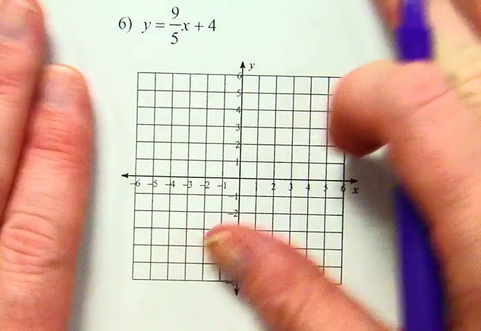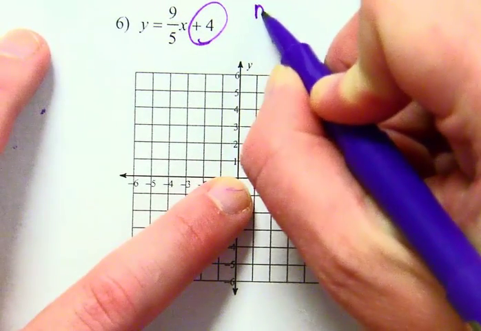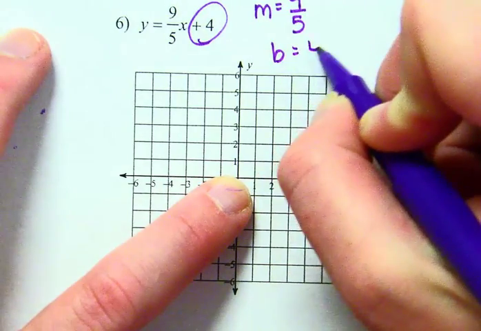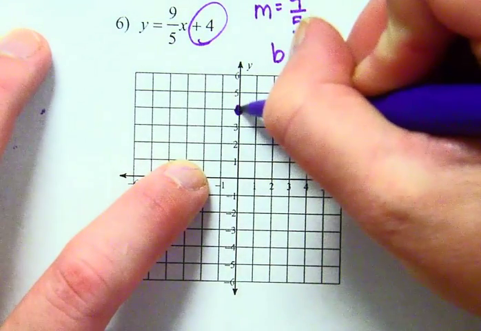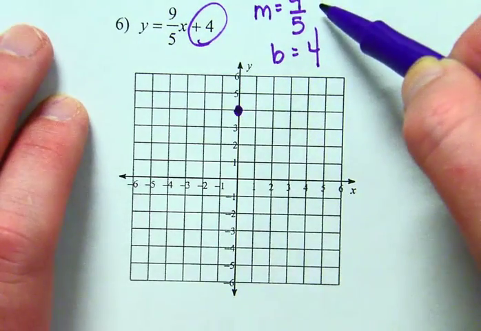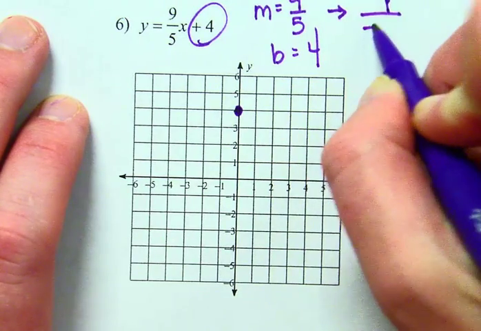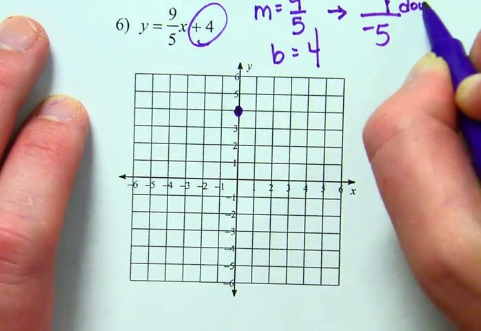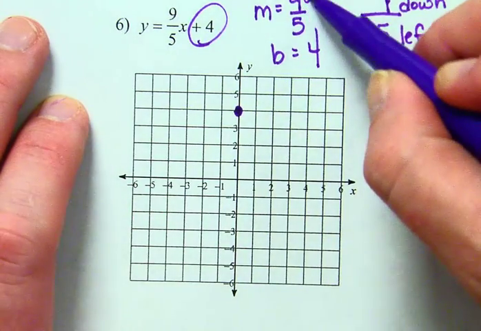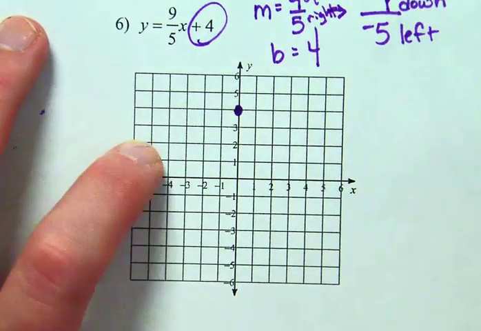Next, last one in slope-intercept form. My slope is 9 over 5. My y-intercept is 4. Start at 4. I would like to rise 9. I don't have that space, so I'm going to change this to something that's equal, still to a positive. This would have been up and right. I didn't have the space on here, so I'm going to do this.